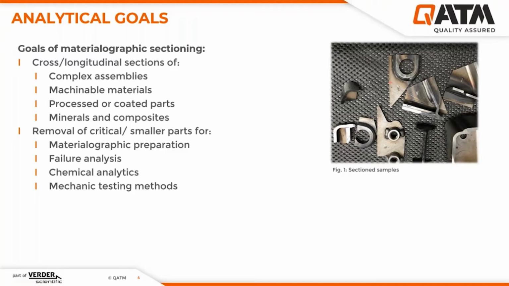Also, samples for mechanic testing methods such as dynamic mechanic analysis or tensile testing are cut from larger materials, for example, from metal sheets. In general, we can say that the main analytical goal of the wet abrasive sectioning process is the sampling of a solid with a reproducible dimension and acceptable time frame.